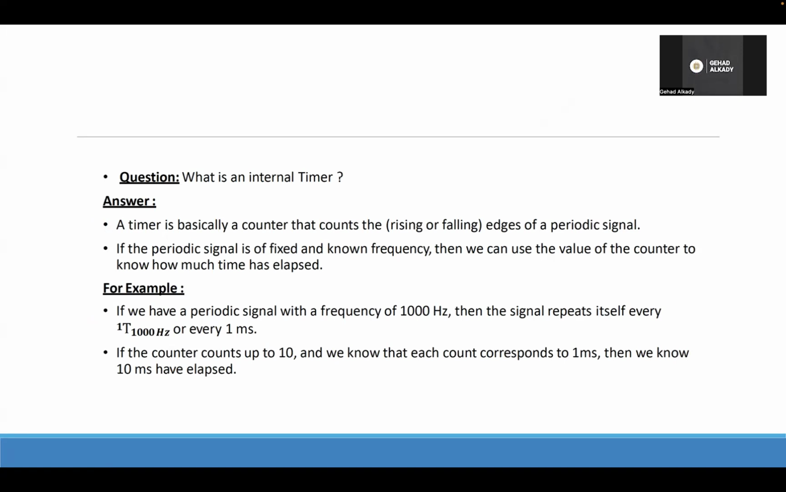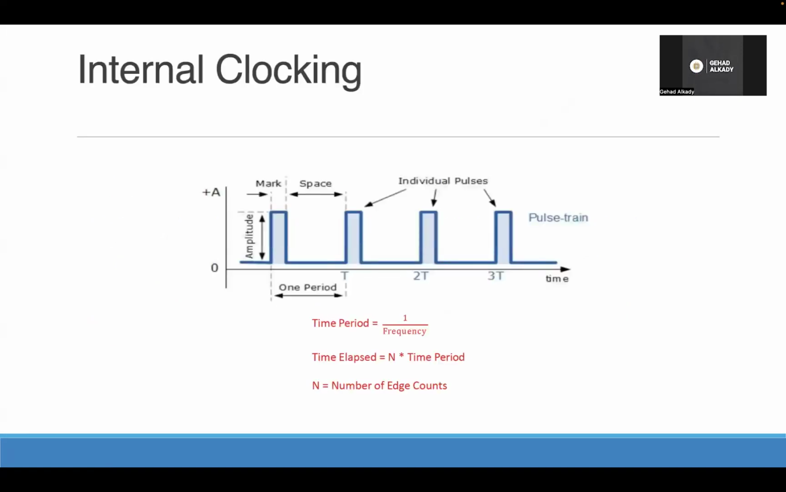So, what's a timer? A timer is like a counter that counts the rising or falling edges of a periodic signal. How does this happen? If you see these pulses here, each pulse has a period. The time period begins from the beginning of the rising edge and ends at the beginning of the rising edge of pulse number two.